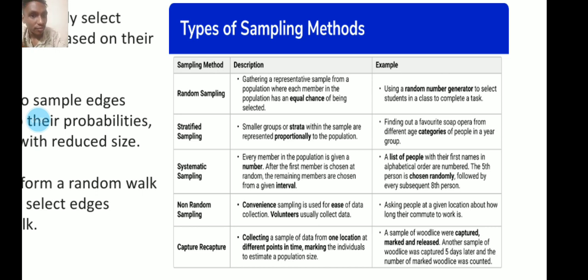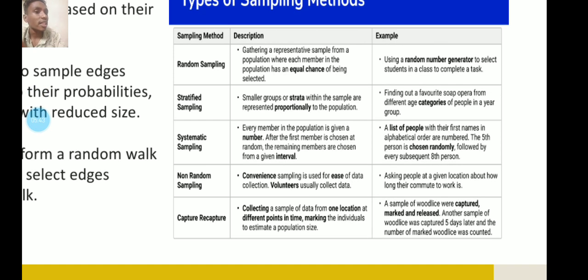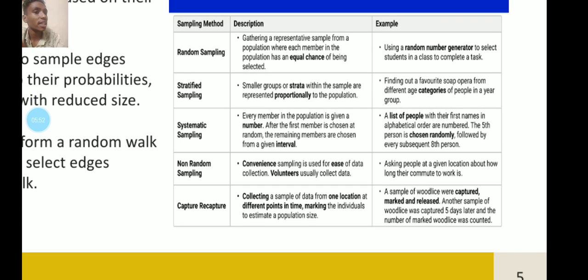Stratified sampling. Smaller groups or strata within a sample are represented properly relative to the population. Example: finding out a favorite soap opera from different age categories of people in a year group.